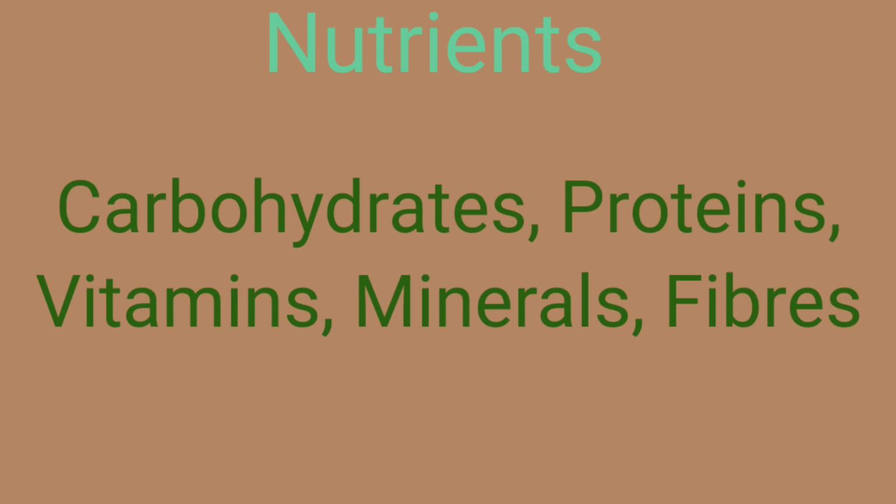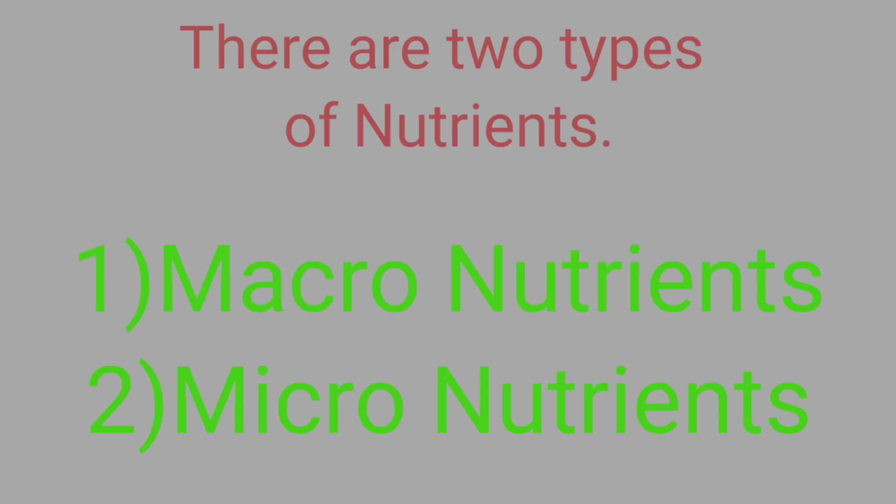We know that carbohydrates are present in starchy substances, proteins are present in meat, egg, milk, then vitamins are present in fruits and vegetables, minerals are also present in fruits and vegetables, and fibers in almonds and other leafy vegetables. So these are the nutrients. So let's start our chapter.